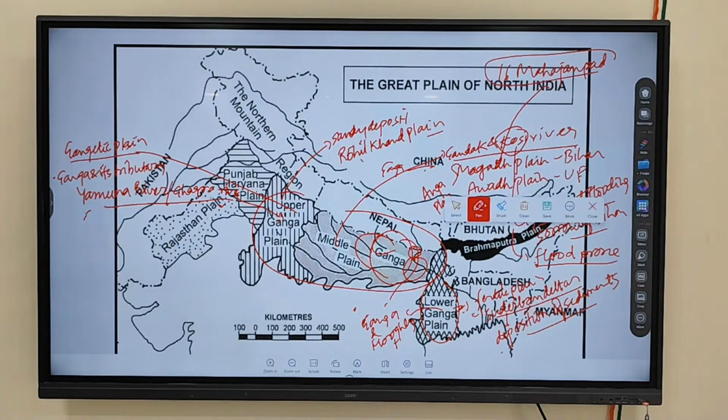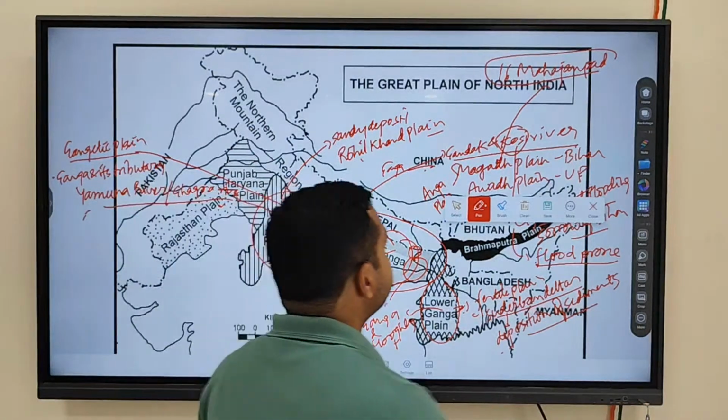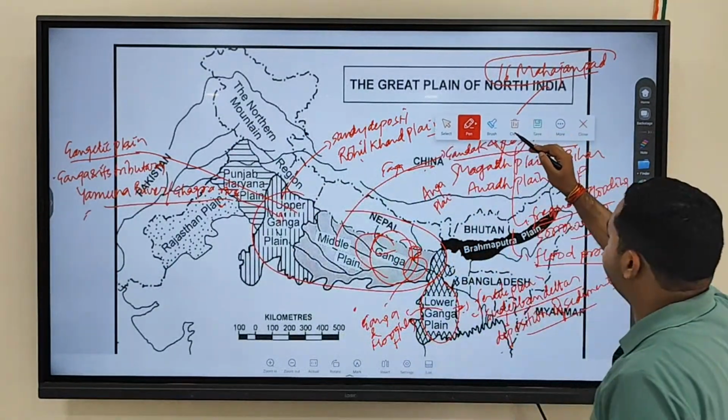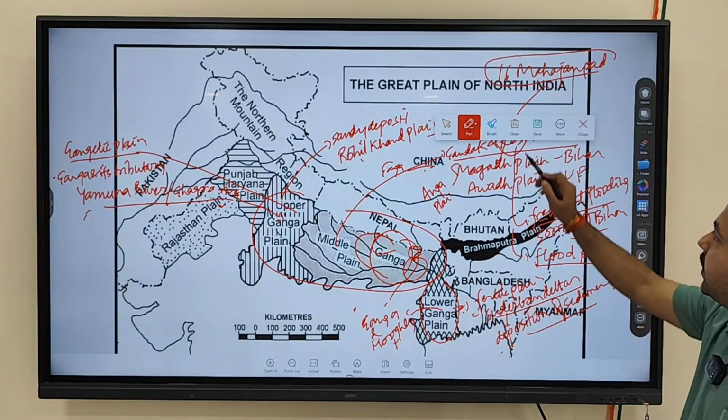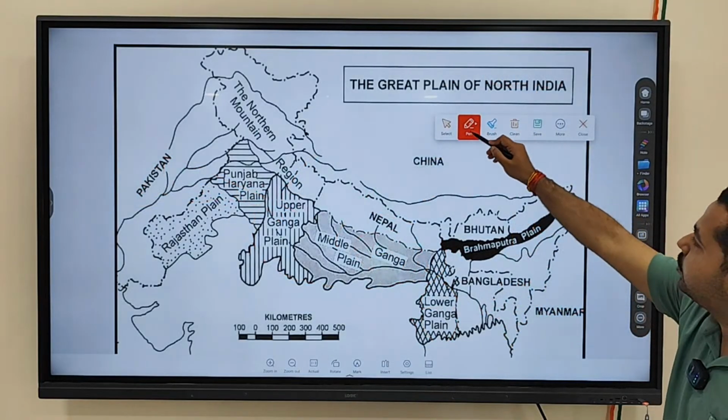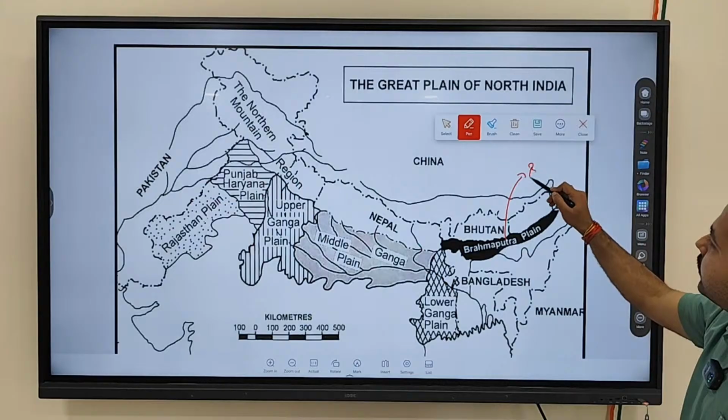And the last that you see is the Brahmaputra plain. Which plain is the last? The Brahmaputra plain. It is formed due to which river? The Brahmaputra and its tributaries.